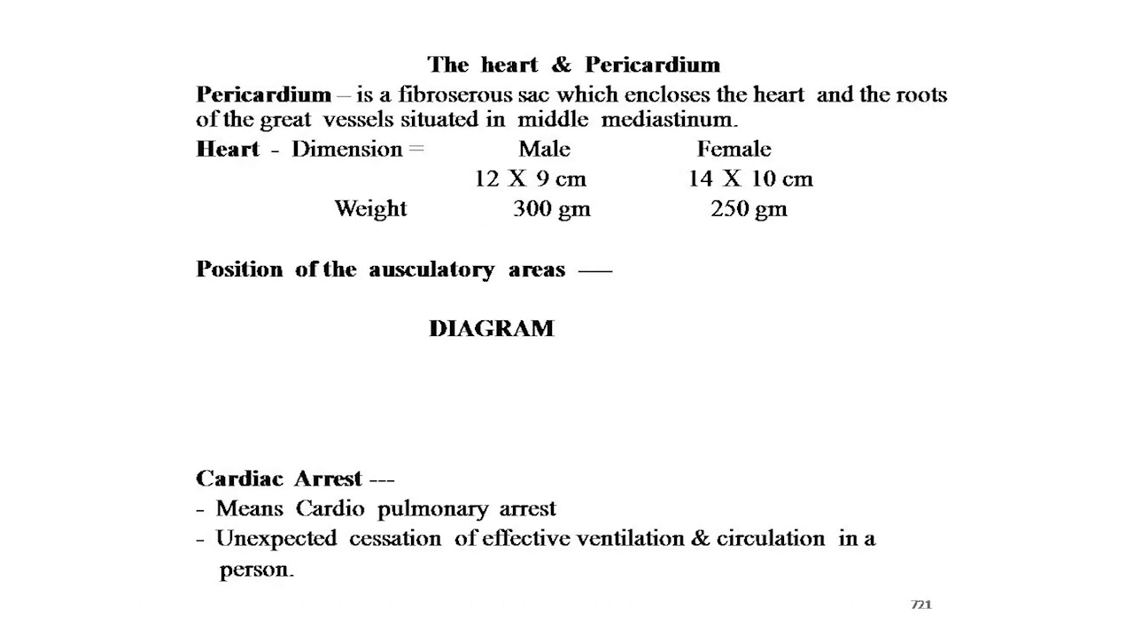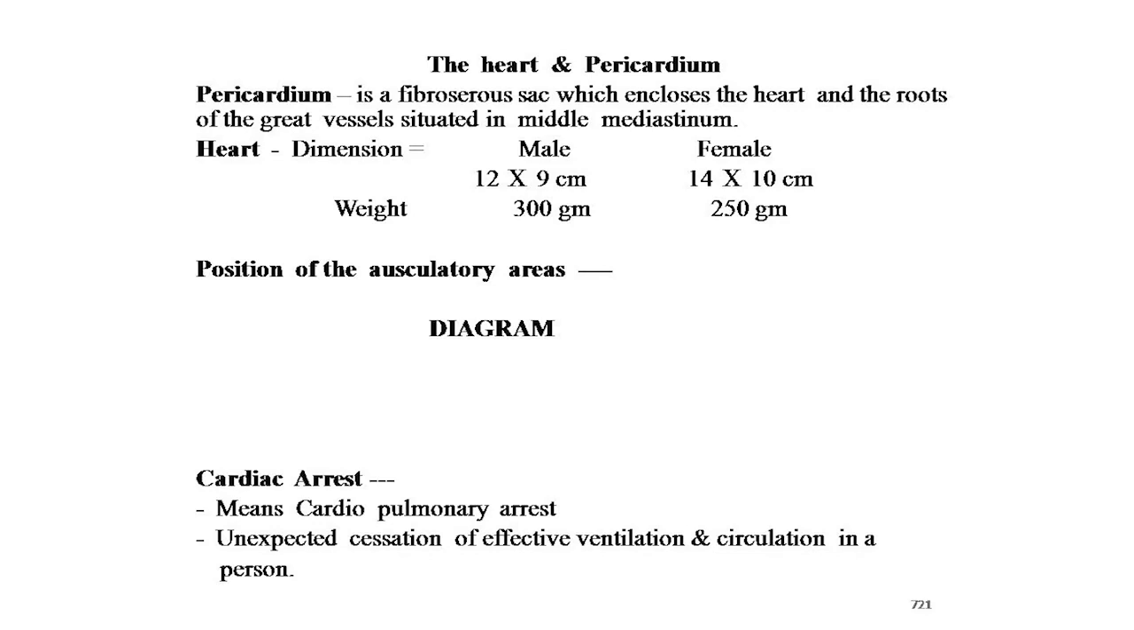Now the next point of this lecture is the heart and the pericardium. First we see the pericardium is a fibroserous sac which encloses the heart and the roots of the great vessels situated in the middle mediastinum. Heart dimension in the male is 12 by 9 cm, weight is 300 gram, and in the female 14 by 10 and weight is 250 gram, means the female's heart is greater than the male. Physically this is also shown in this anatomy.